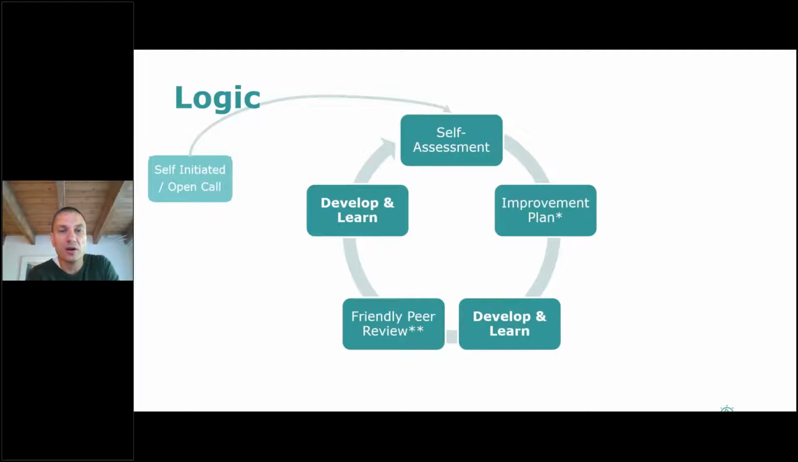So the logic of all of this is indicated in this figure. You can start off initiated by yourself or driven by the requirement in the open call, and then you start the self-assessment. So you fill out the questionnaire, and once you did that, you can think of an improvement plan. Where should I improve? How can I improve? And you can use the materials on the portal as well as peer contacts to create a good improvement plan. So after that, there will be a period for you to develop and learn and improve the profile. And after a while, you can do a friendly peer review, which will be discussed later on. And then again, you can develop and learn.